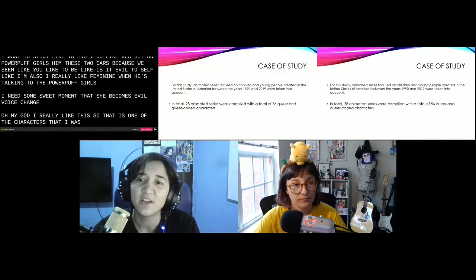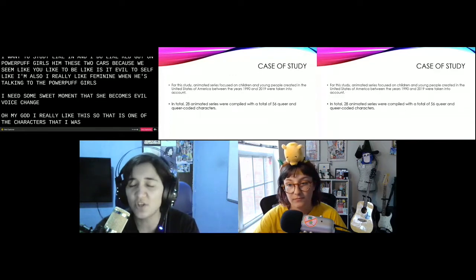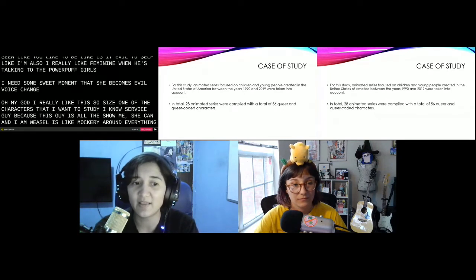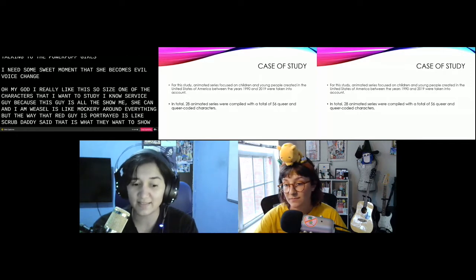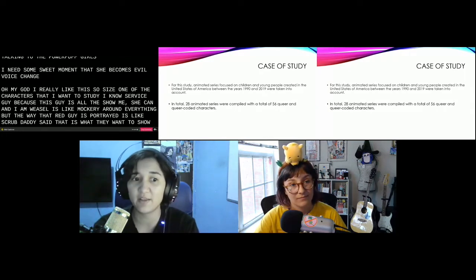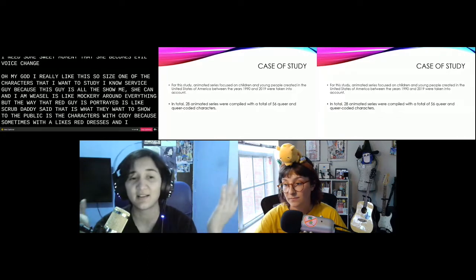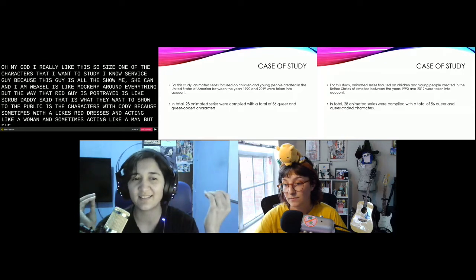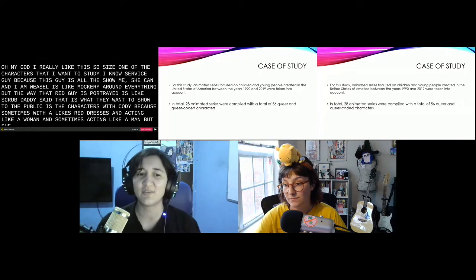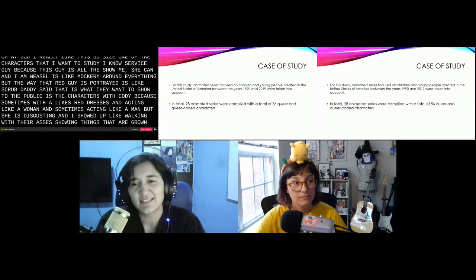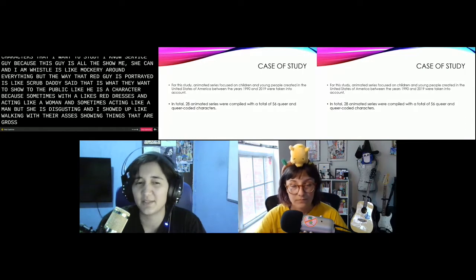And also Red Guy, because Red Guy is in the shows Cow and Chicken and I Am Weasel, where there is mockery around everything, but the way that Red Guy is portrayed is gross, is disgusting, and that is what they want to show to the public. Is this character queer coded? Because sometimes we see him with dresses and acting like a woman, and sometimes acting like a man, but he's disgusting in a show where everything is shown like walking with their butts and showing things that are gross. He's the grossest.